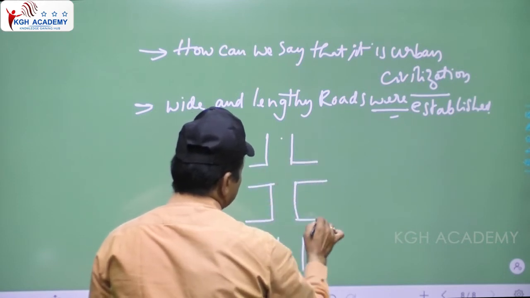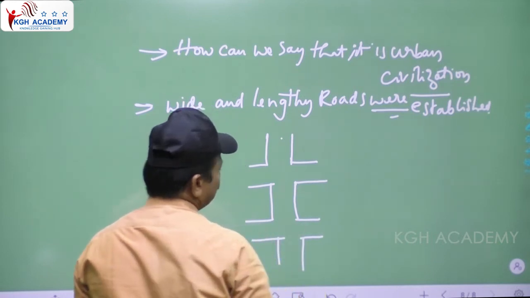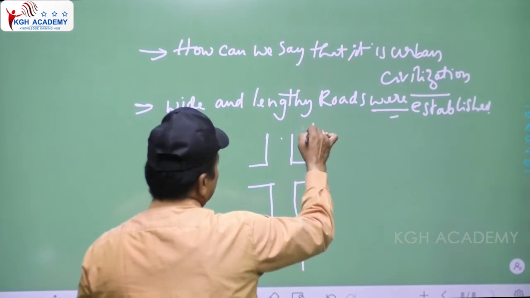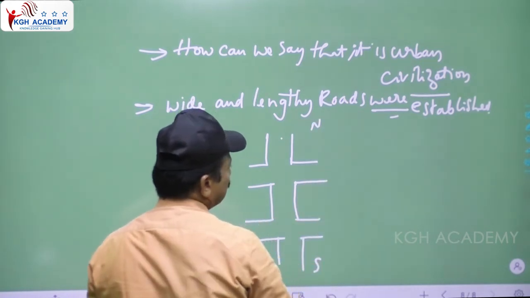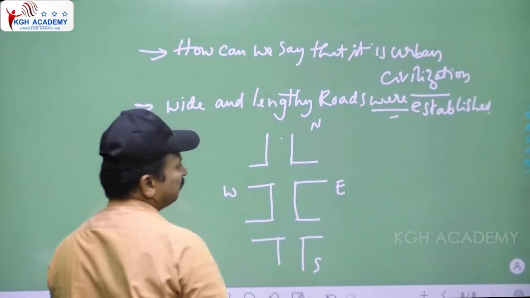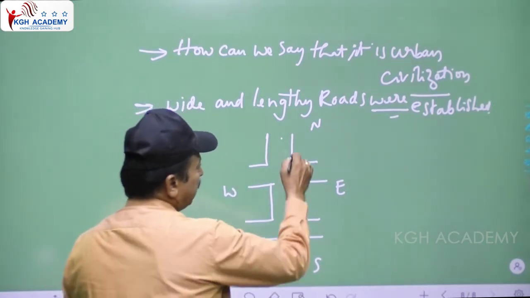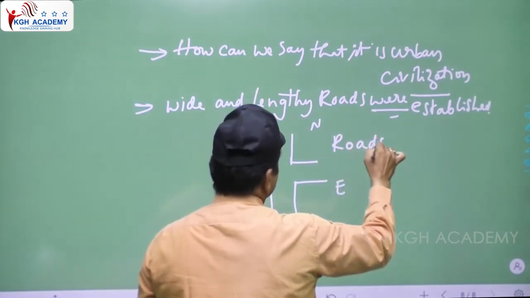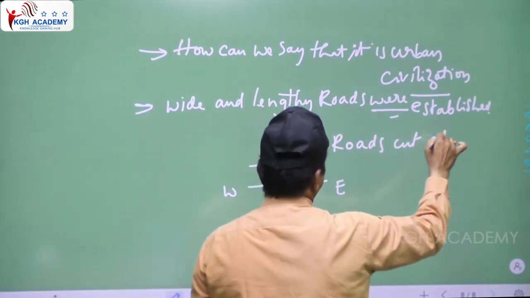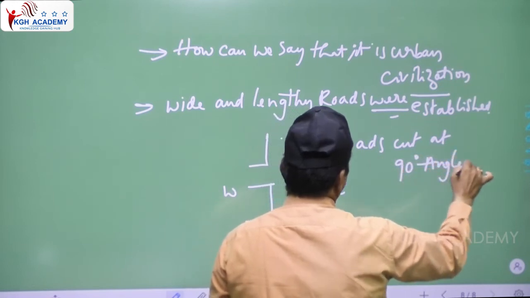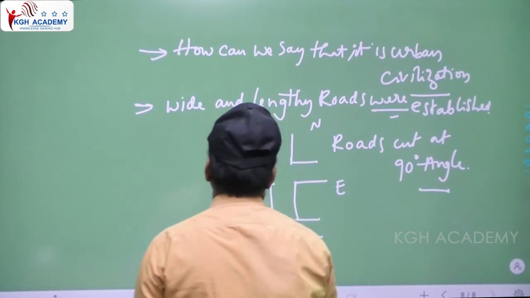East and west, what happened? Small roads continue. So you see, big roads are there north and south, and small roads east and west. Roads cut at 90 degrees angle, that is also one of the points.